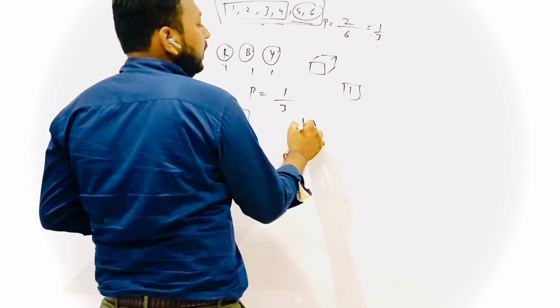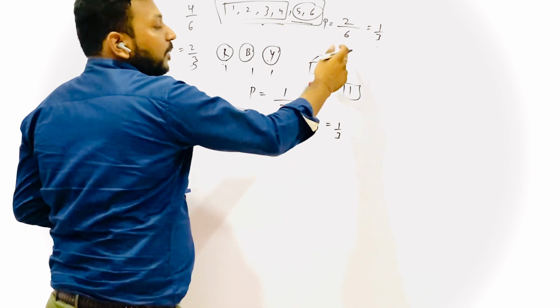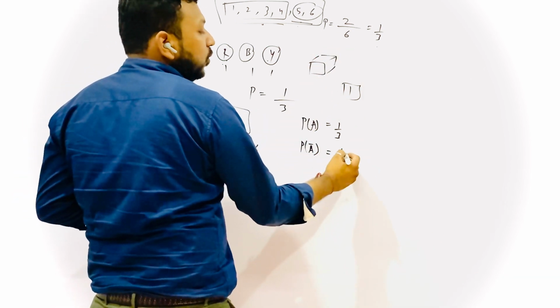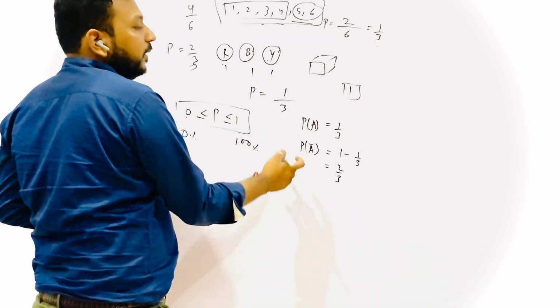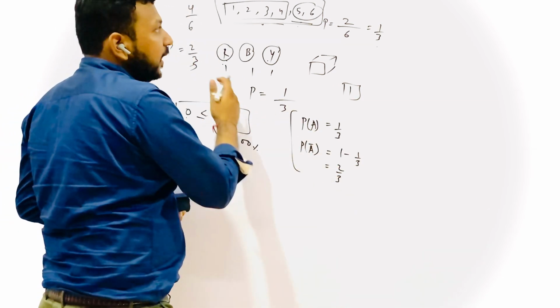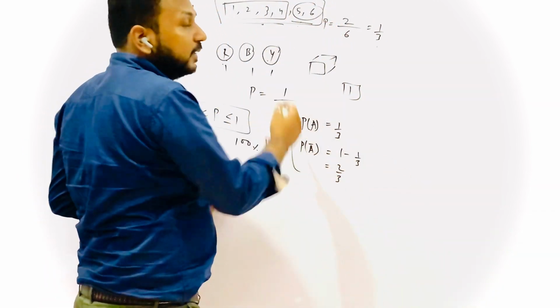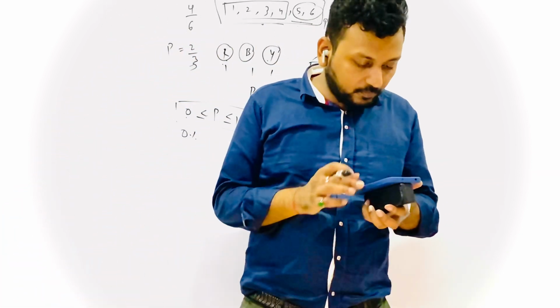If A is an event, the probability of A is suppose 1 by 3. Then the probability of A not happening, that is the complement of A, is total minus 1 by 3, that is 2 by 3. So here also, in this way, you can calculate the answer, either by writing the total set that you have or by these general understandings.